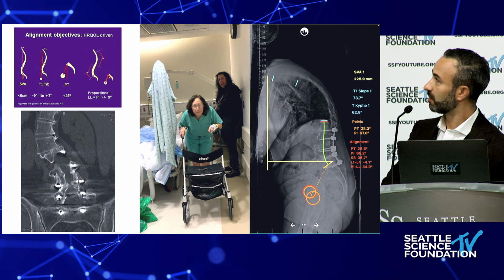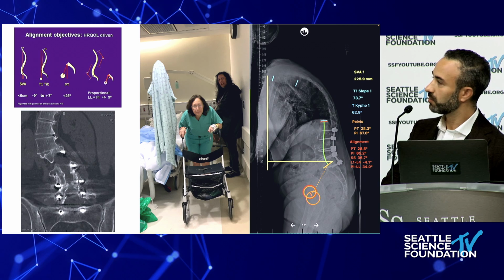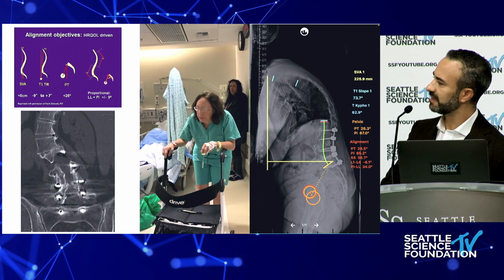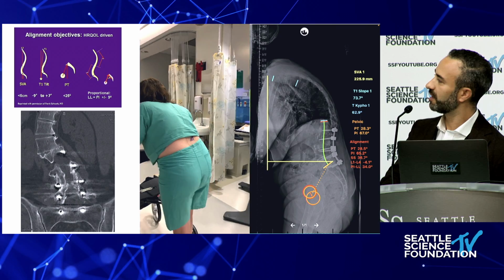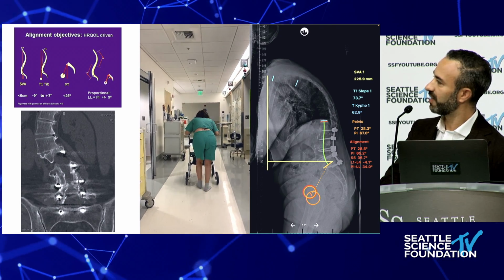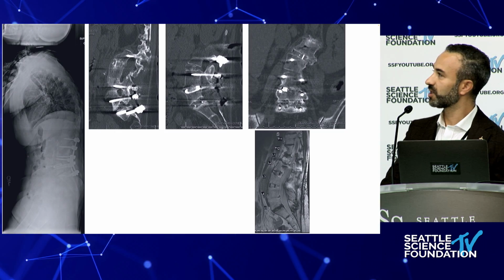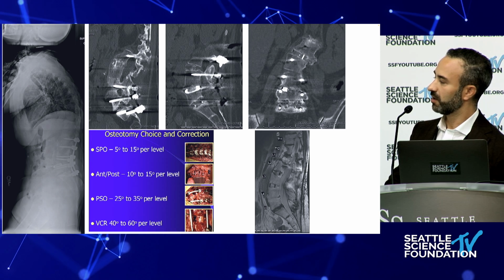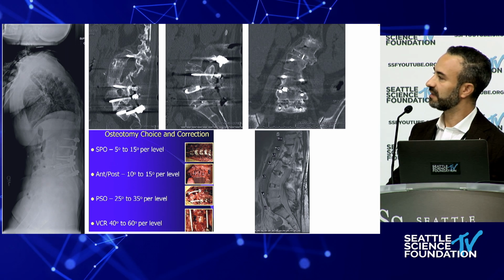The parameters are listed over here, but you can see that the SVA is quite large, and looking a little bit closer at her CT scan, her advanced imaging, we could see that there are some lateral interbodies that were placed in the upper spine, a posterior approach at L4-5, but L5-S1 has a PEEK-type cage and fracture and pseudarthrosis.